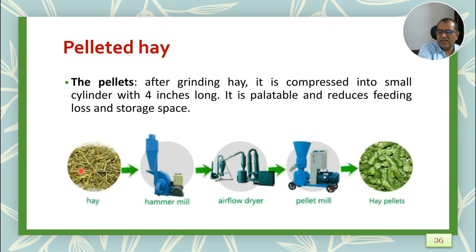So hay is directly put inside the hammer mill. Then airflow dryer is there. Then the pellet making machine is there. So ultimately, you can see that green hay pellets are made. This is very tasty to the animals also. They like it very much, and also feeding loss and the storage are very less.